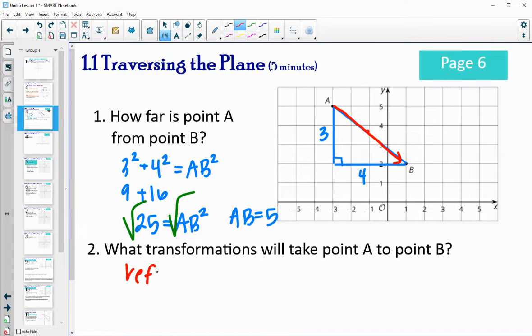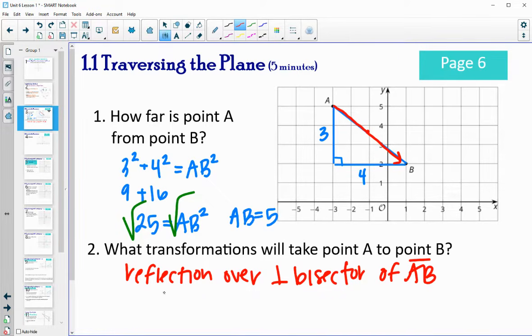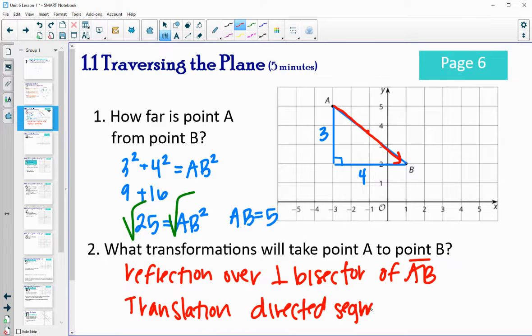So if you're doing a reflection, remember you'd be saying over the perpendicular bisector of AB. Okay, you could be looking at a translation on directed segment from, and then name the 2 points. So we want to move A to B. So that would be negative 3, 5 to 1, 2.